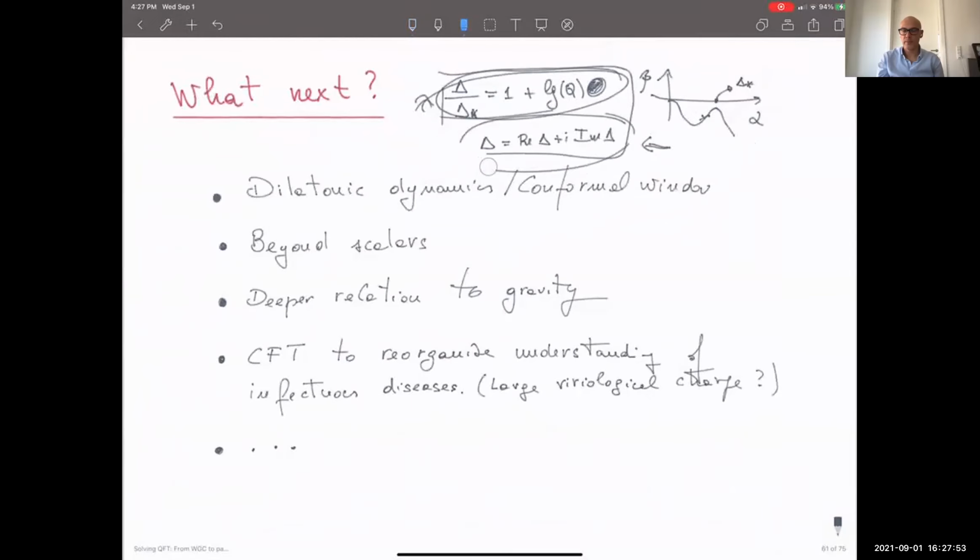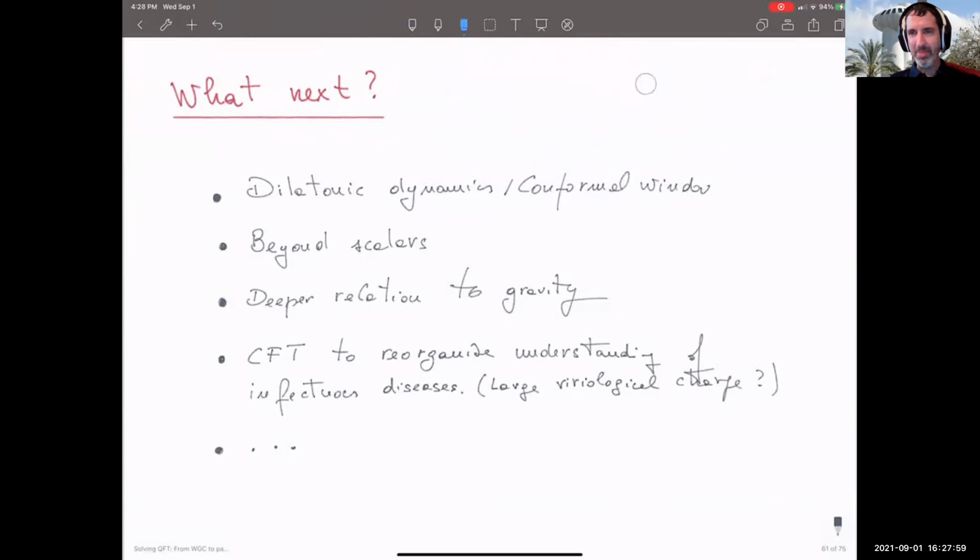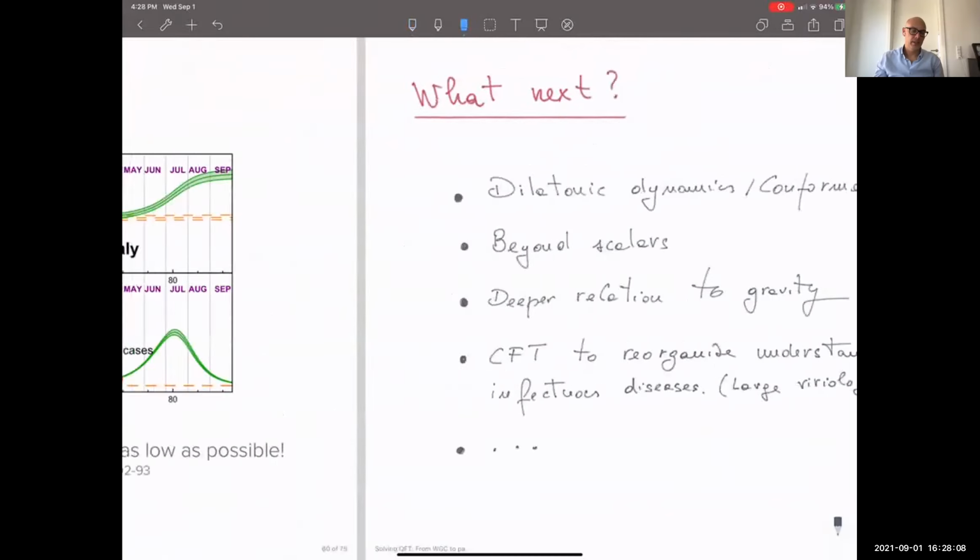Thanks for asking. I have a question about the pandemic part. You presented a very successful phenomenological model for the pandemic, but do you have any understanding of why this model works?